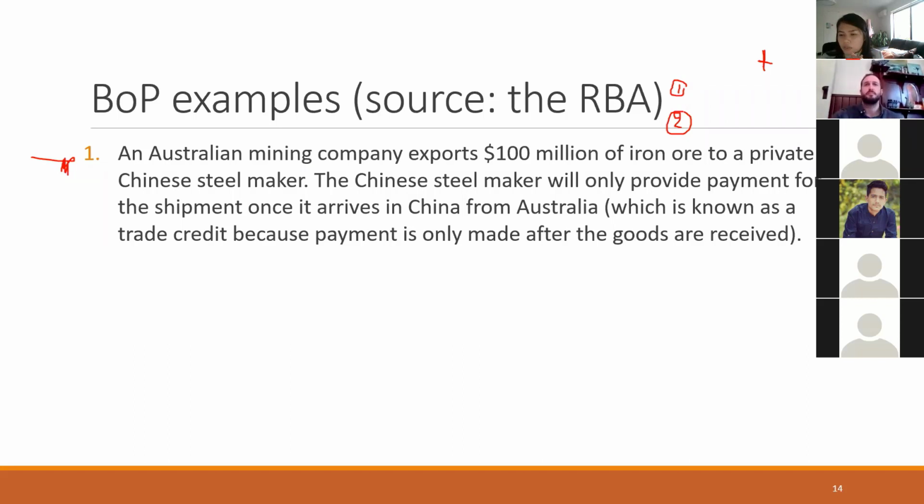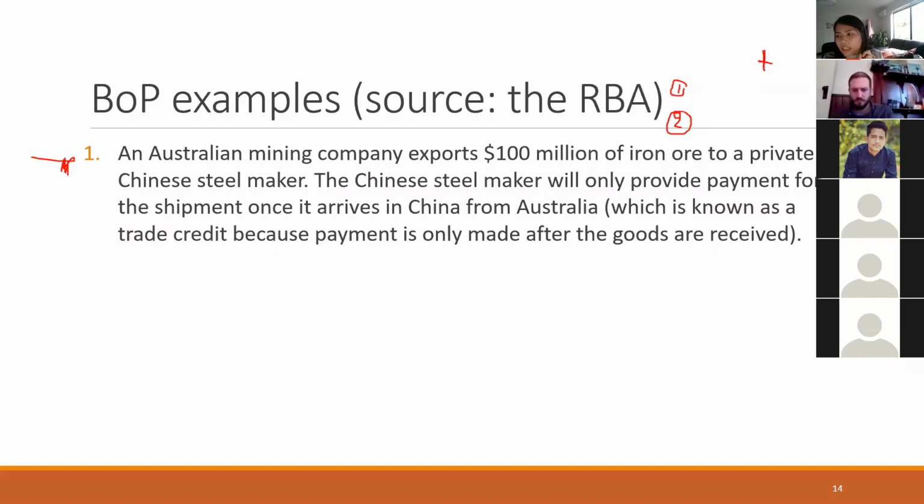Did anyone want to explain to me how to record this transaction in the double entry bookkeeping? Sai, can you repeat your answer, please? You should recognize money only when it's received, when the payment is made. For simplicity, let's assume that you're going to get the payment tomorrow. If that's the case, how do I record this transaction? If this is an export, how would I record it under my current account?